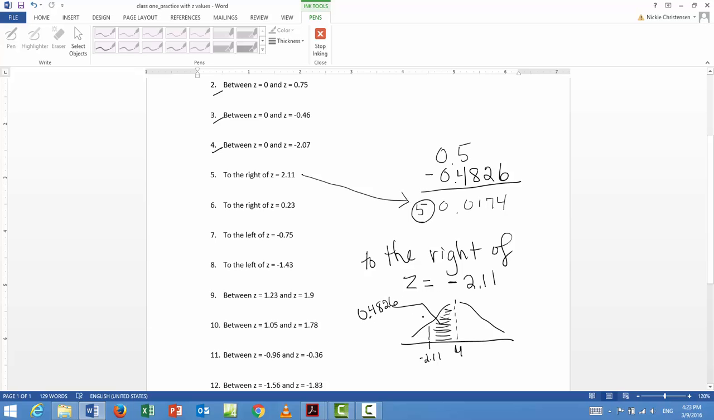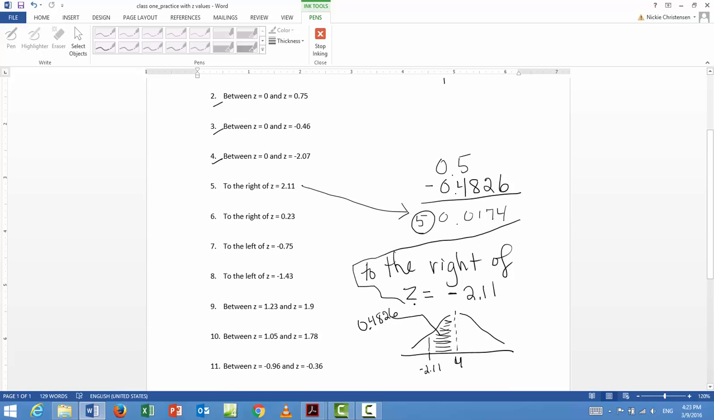Okay, so now this little question that I just made up, I want us to find the area to the right of this z value. We know that this shaded area is 0.4826. But what I've asked for is the whole area to the right.